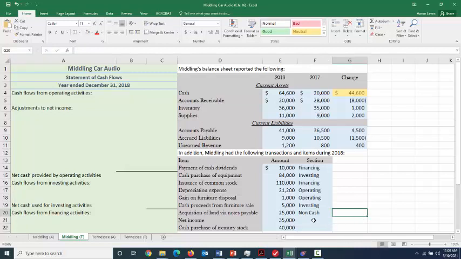Net income is where you always start your statement of cash flows from. It is ground zero for the statement of cash flows, which means it is going to go into our operating section. And then we have the cash purchase of treasury stock for $40,000.